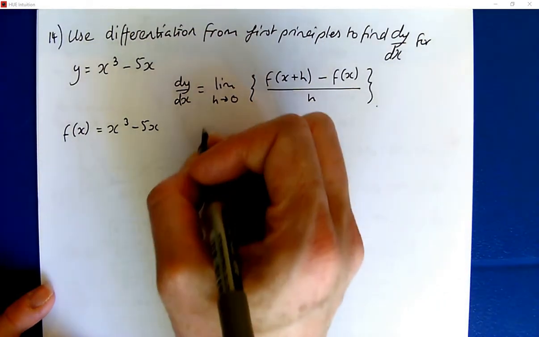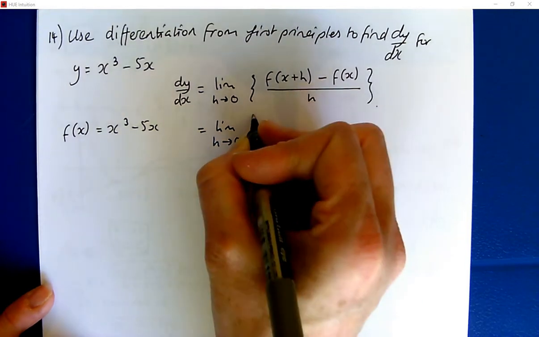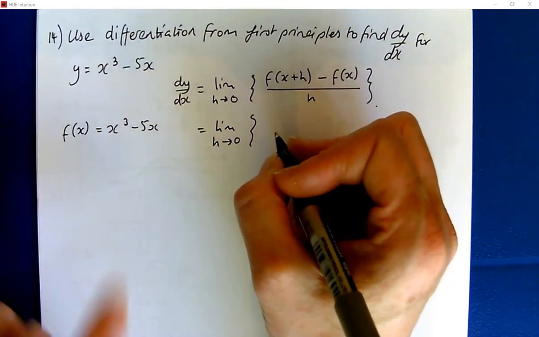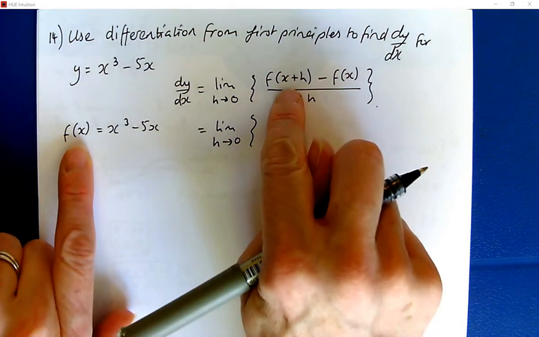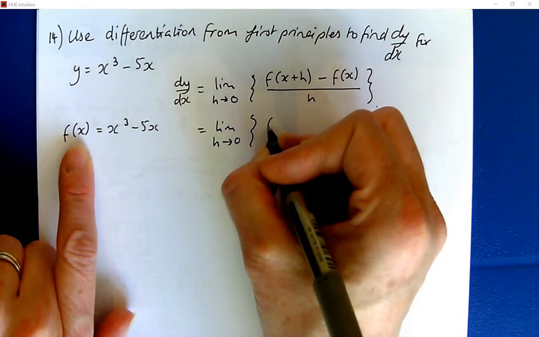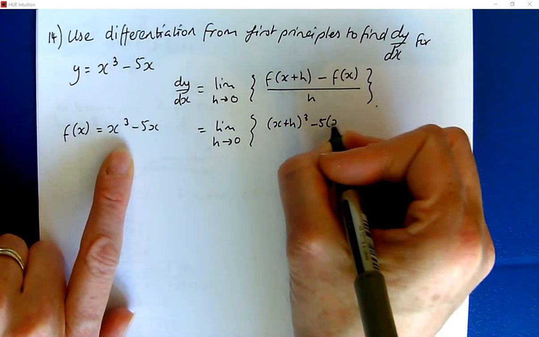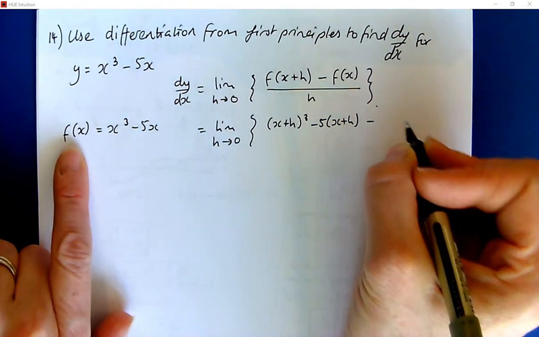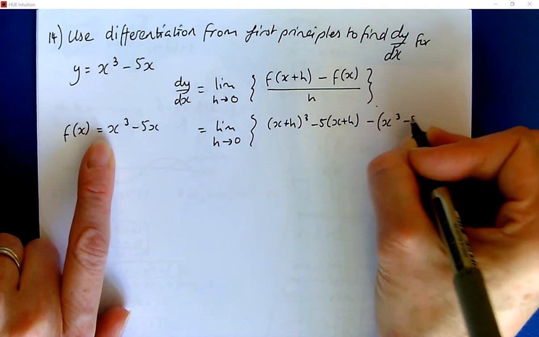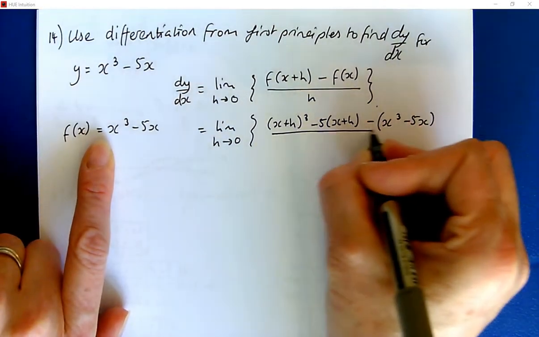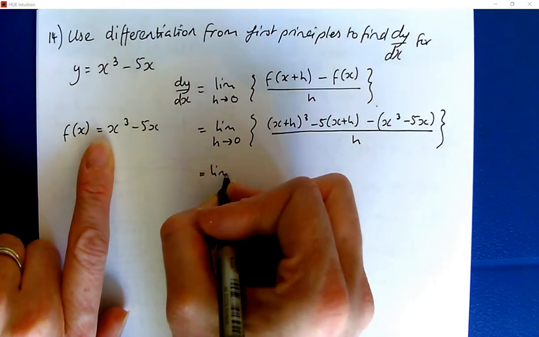Okay, so dy by dx is going to be the limit. We have to keep writing that. H tends to 0 of, now wherever we're placing an x in here, we're now going to place an x plus h in brackets. So I've got x plus h cubed minus 5 lots of x plus h. Then we're taking away the original function, so x cubed minus 5x all over h.